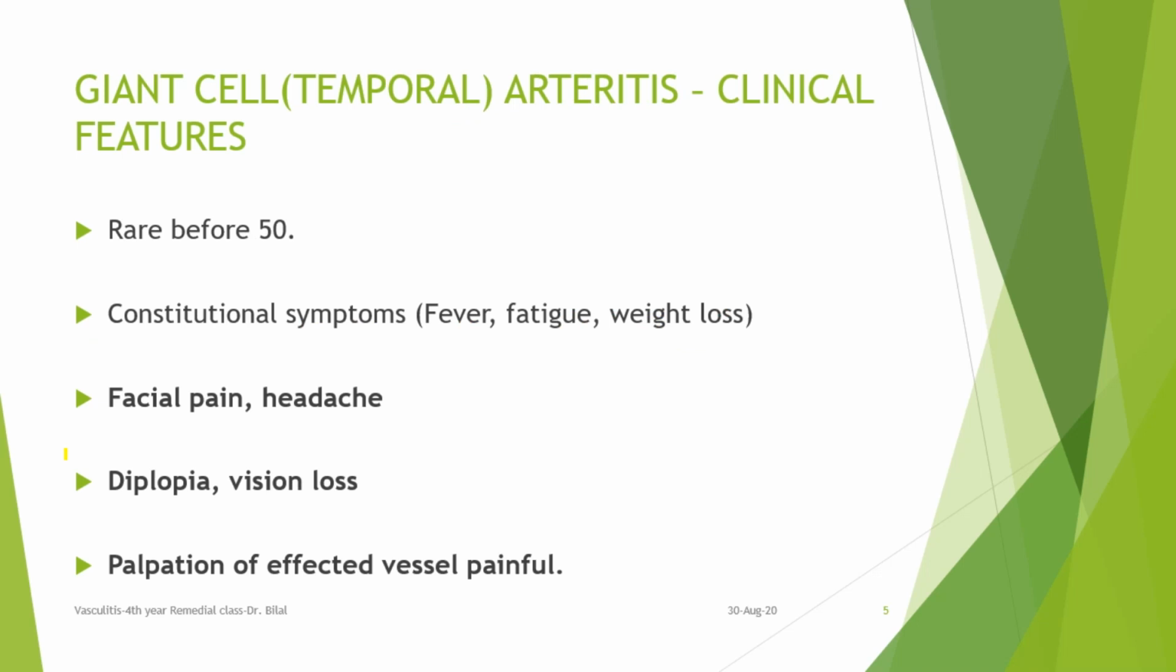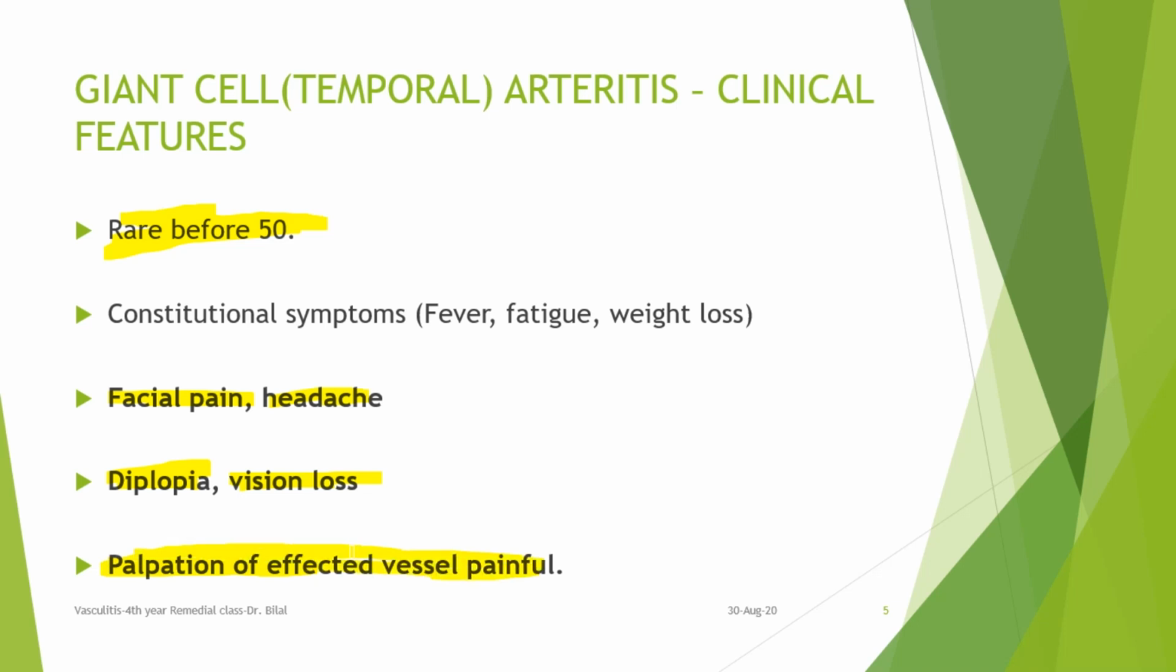Now, moving on to the clinical features of this disease, remember that this is rare before the age of 50. Okay, it is very rare before the age of 50. So, in a clinical scenario, you're likely to get a person well in the fourth, fifth, sixth decade. And as mostly the vessels in the head and neck region are affected, facial pain and headache is one symptom. When it affects the ophthalmic vessels, diplopia and vision loss may be another feature. And then vessels in the temporal area get affected.